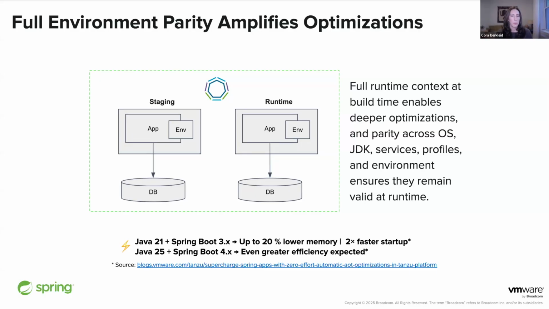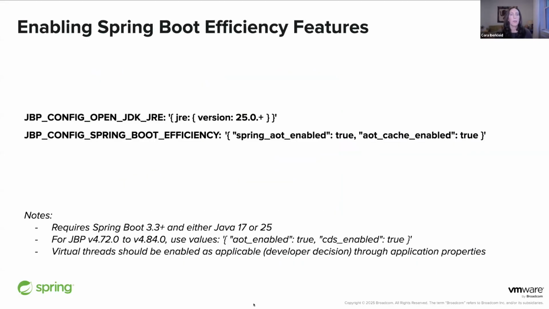So using this is pretty easy. It's just a question of, when you deploy an application, specifying that you want to use Java 25, if you want to do what we just did in the terminal, and then enabling the features that we saw. So Spring AOT enabled would enable the Spring AOT feature, and the AOT cache would enable both the extracted jar as well as the AOT cache.